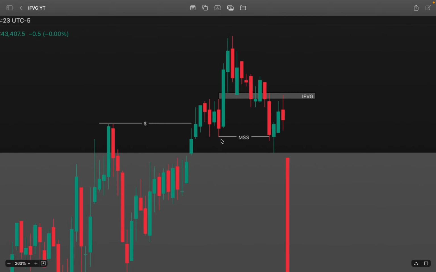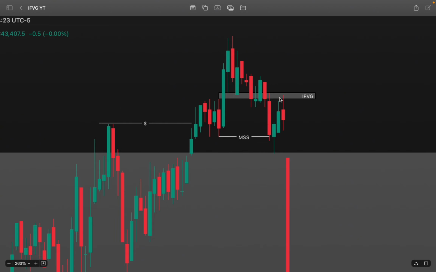So as you can see what I did here, price created this liquidity, big impulse move up. Here is my last fractal low. As you can see here, candle on the left is higher, candle on the right is higher. We created a fair value gap. Price didn't respect this fair value gap. It broke through. We had a market structure shift, and this fair value gap became an inverse fair value gap.